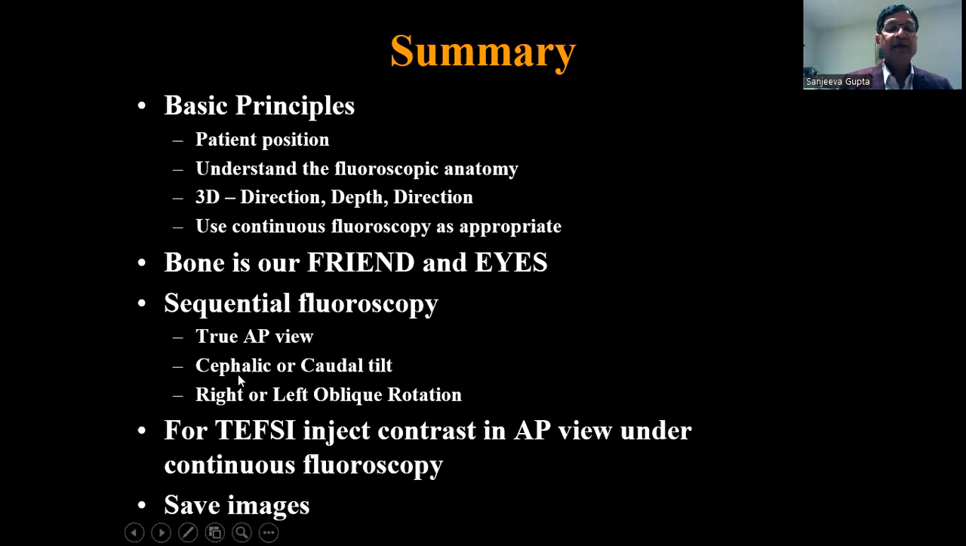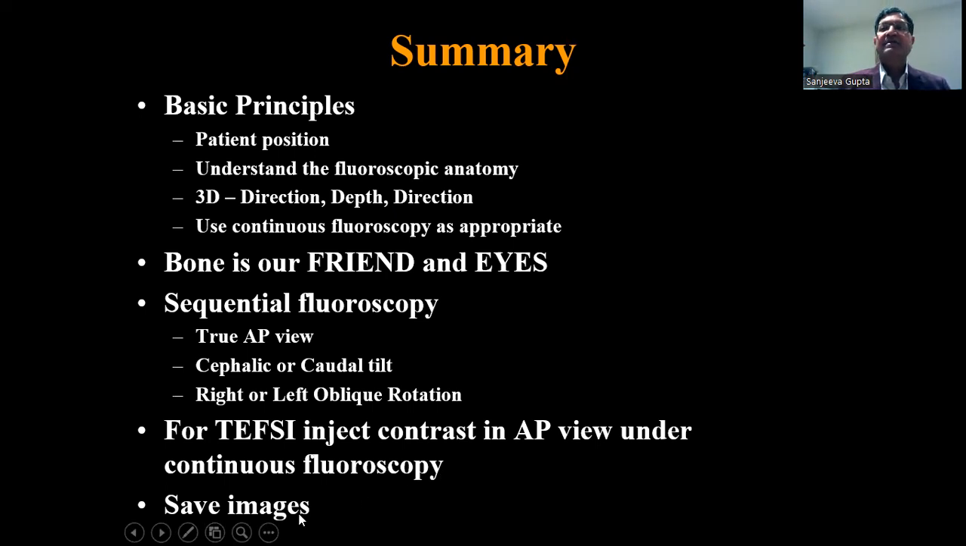True AP view, then cephalic or caudal tilt, and then right or left oblique. At each level, identify each structure and make sure that you are able to see. If you're having difficulty, look one level above and one level below as well. And especially in patients who are osteoporotic and have excessive spondylolisthesis and osteophytes, using this particular sequential fluoroscopy will be very helpful. As I said earlier, for transforaminal epidural injection, contrast is injected in AP view under continuous fluoroscopy via an extension tubing, unless you have digital subtraction.